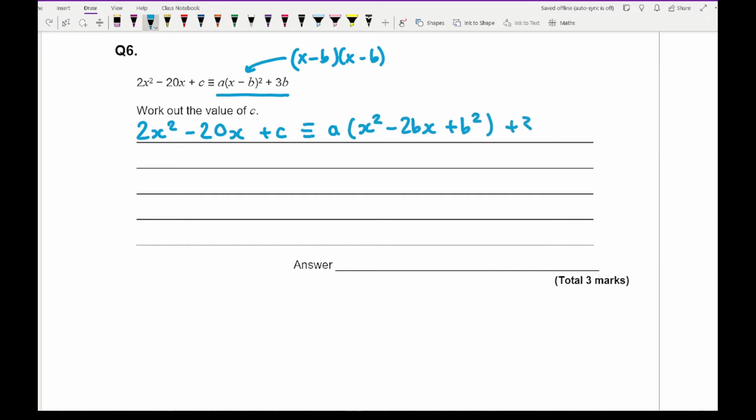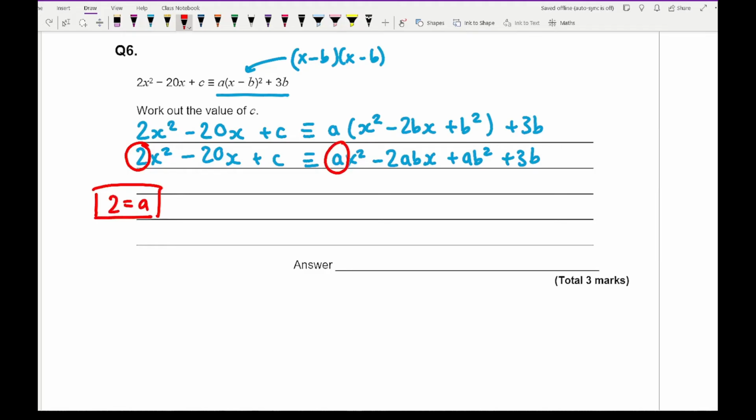and that's plus 3b. So from this what we end up with is 2x squared minus 20x plus c, and then we end up with ax squared minus 2abx plus ab squared plus 3b. Now from this, what I want to do is compare the coefficients. So looking at the coefficients of x squared, these two things must be the same. So 2 must equal a, and so there is my a value.